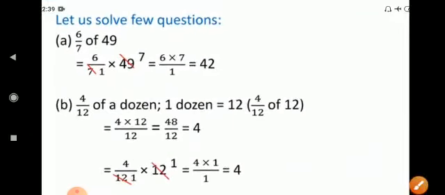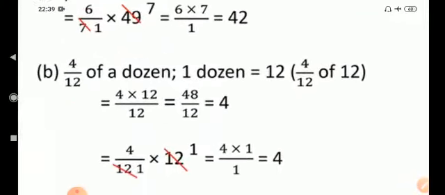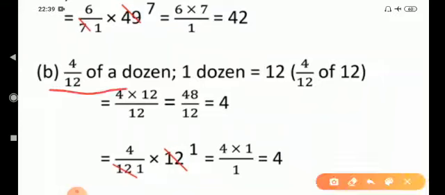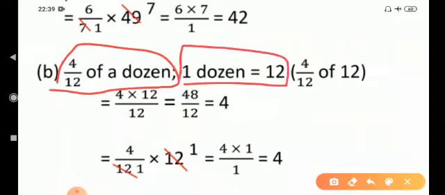Another example. Here it is given 4 upon 12 of a dozen. Now no number is given over here, it is written dozen. Now 1 dozen means 12. 1 dozen is equal to 12. So it means the question is 4 upon 12 of 12, right?